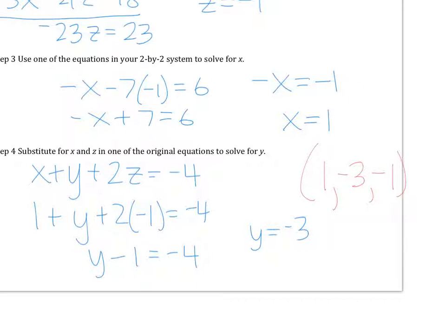These are relatively long problems, so they do take a little while. You have one to try. So pause the video, then see if you can make some sense out of solving 3 linear equations.